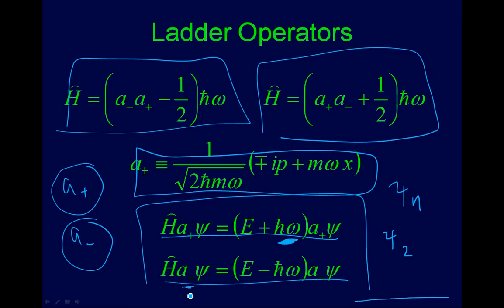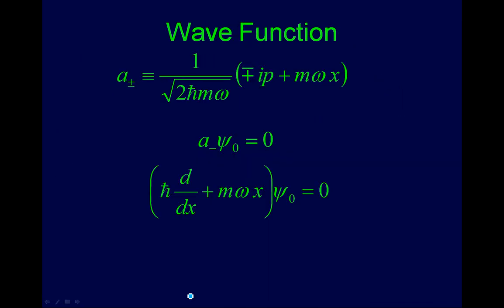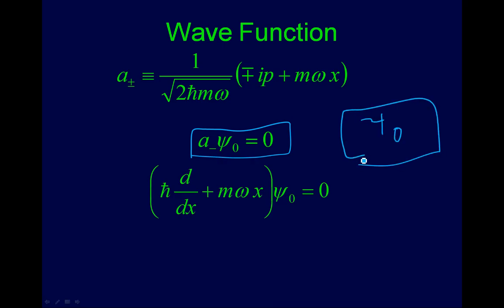So once we find one of the energy eigenfunctions, we're all set. And so the trick we're going to use is this idea that there must be a bottom rung. And I'm going to call that bottom rung psi 0. Okay, that's the bottom energy eigenfunction. That's the lowest energy. All right.